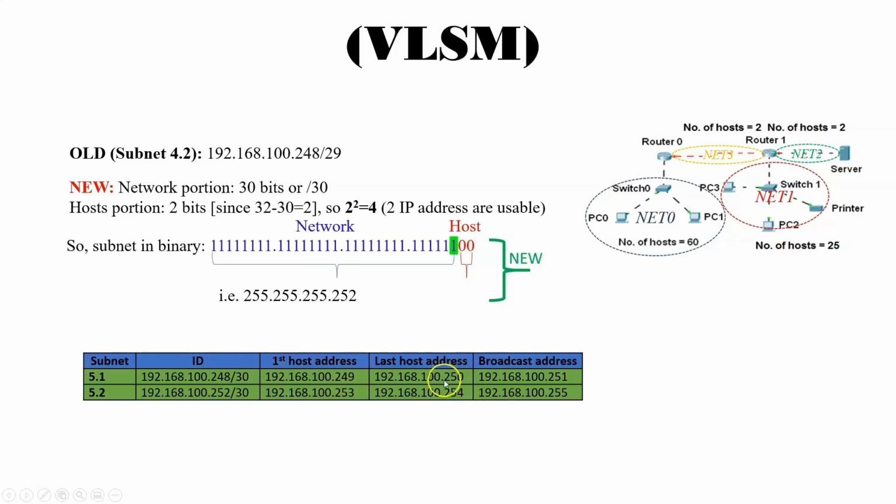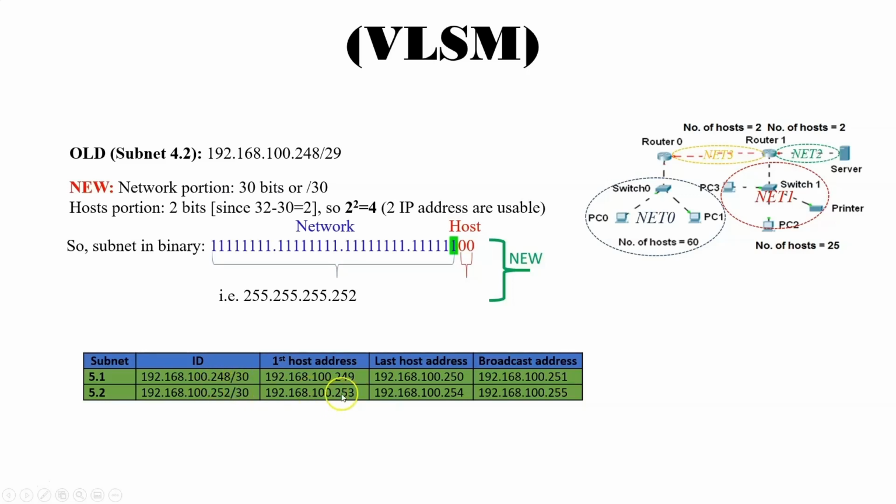And then 250, and the fourth one, so this is the first, second, third, and the fourth one, 251, that's the broadcast. All right, and the next subnet is 192.168.100.252/30. So for this, the first usable IP address is the next IP address. So 252, so the next one is 253.